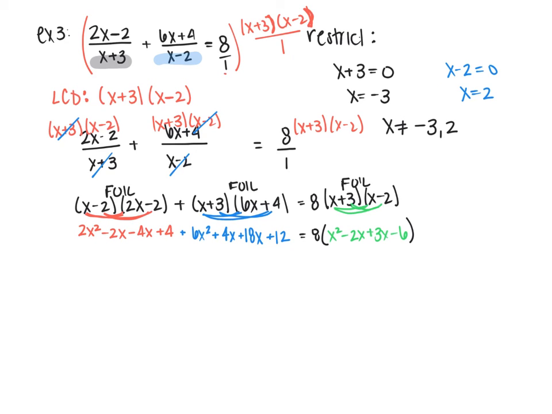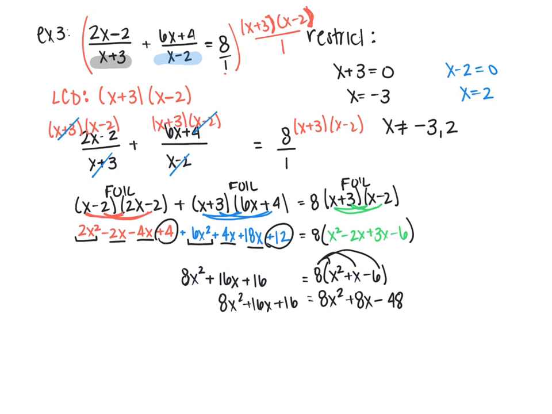So I've FOILed everything. Now this 8 I need to distribute, because I can't distribute that 8 until everything is FOILed. I cannot just distribute the 8 into this first set of parentheses. I have to FOIL this whole thing like I have here and then distribute the 8. I'm also going to go through and combine all my like terms. Alright, so now I have combined all my like terms on the left and then distributed the 8 on the right and pretty much just carried everything down.